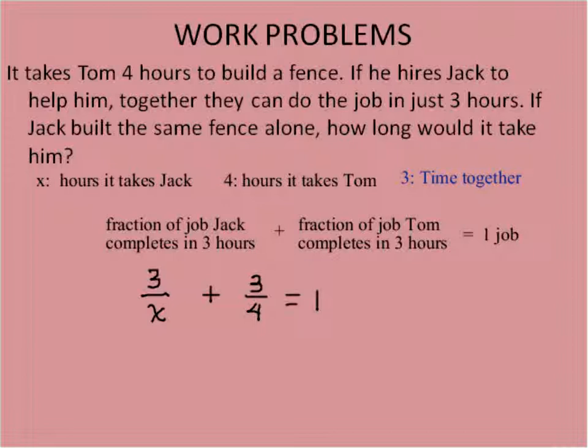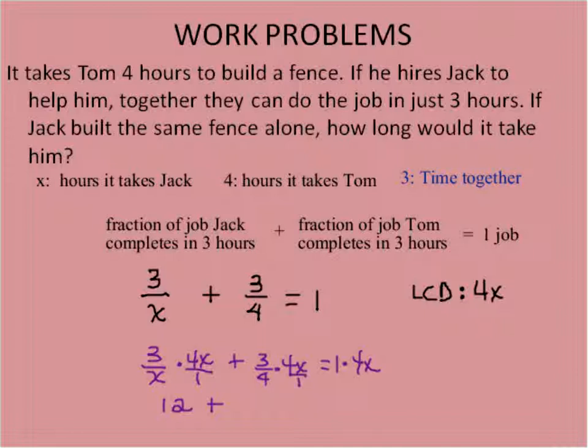So from here, you're going to do what we've been doing last lesson for solving rational equations. You're going to look at your least common denominator, which is multiplying our denominators here, 4x, and we're going to multiply each part of our equation by 4x. So it'll be 3/x times 4x plus 3/4 times 4x equal to 1 times 4x. So multiplying here, 3 over x times 4x, the x's cancel and we get 12, plus 3/4 times 4x, and we can put that over 1, gives us 3x, equal to 4x.